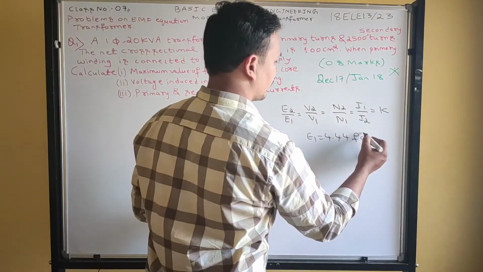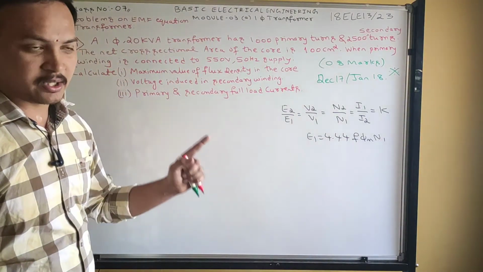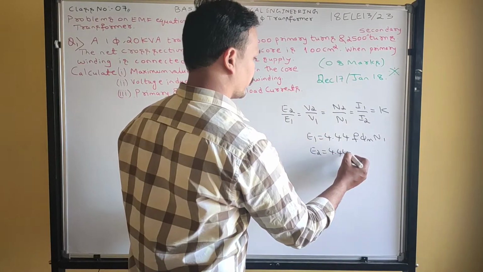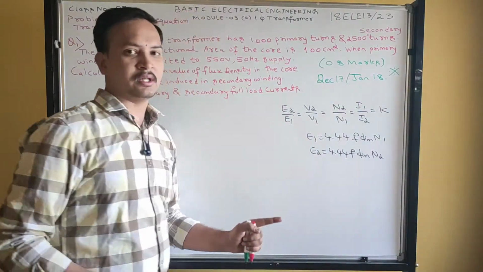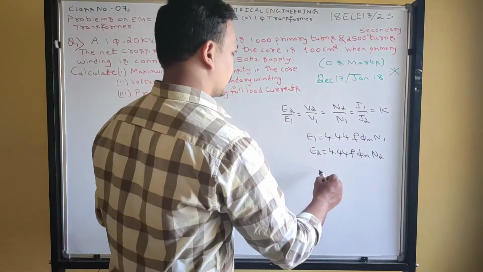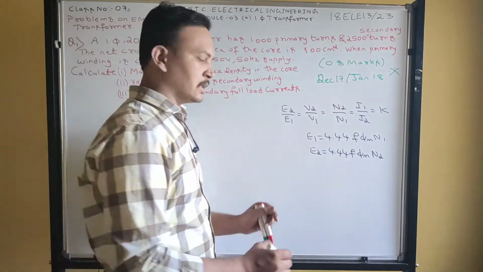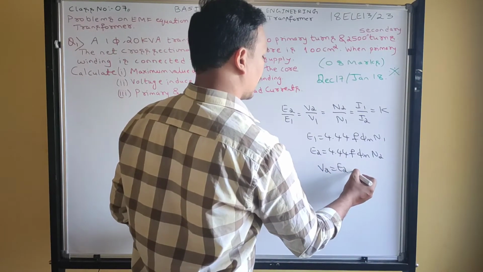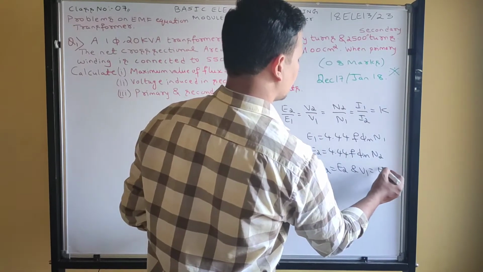That is E1 equals 4.44 f phi m N1. This is the EMF induced in the primary winding. Another one is E2 equals 4.44 f phi m N2, the EMF induced in the secondary. You must know this. And for all types of EMF equation problems, you have to consider V2 equal to E2 and V1 equal to E1.